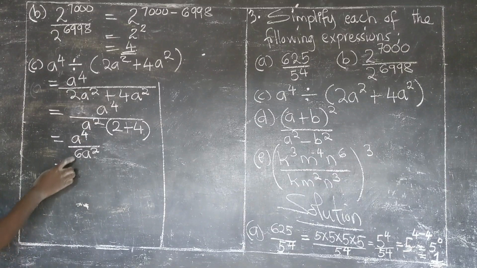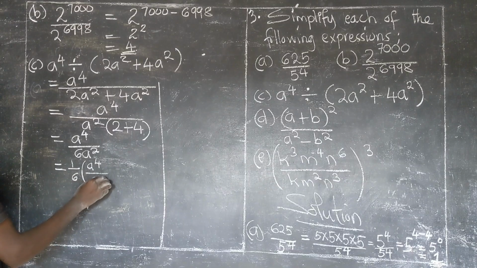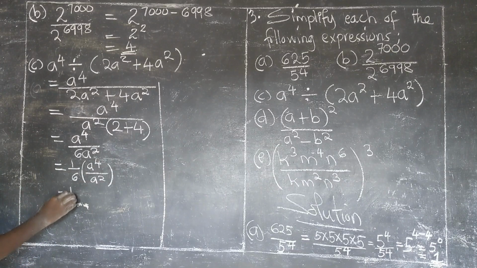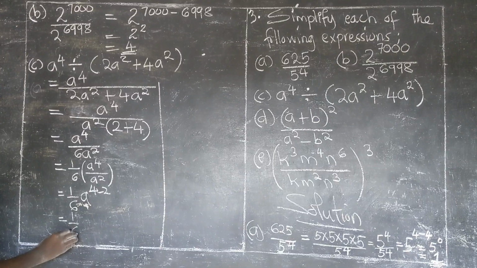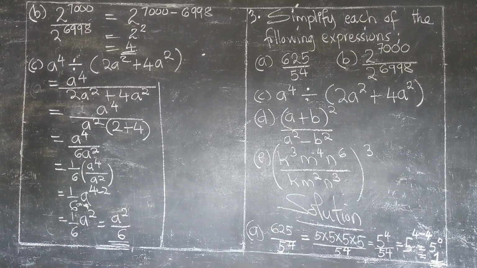This will be equal to 1 divided by 6 times a raised to 4 over a raised to 2. This is equal to 1 over 6 times a raised to 4 minus 2. The same base, we subtract exponents. Now it will be 1 divided by 6 times a raised to 2, which is a squared over 6. This is the answer for part C.